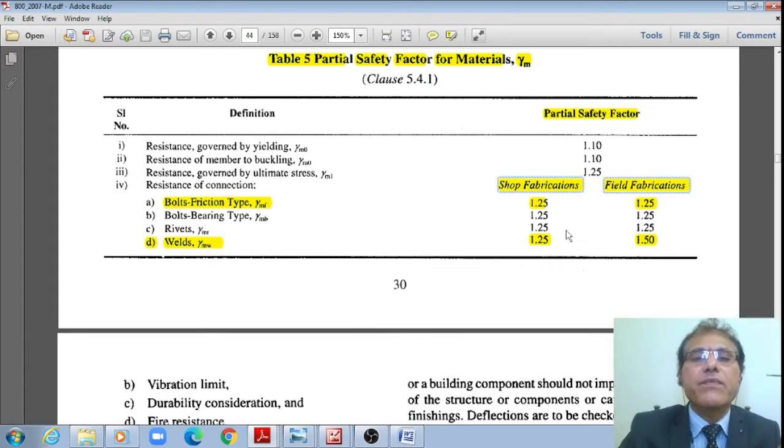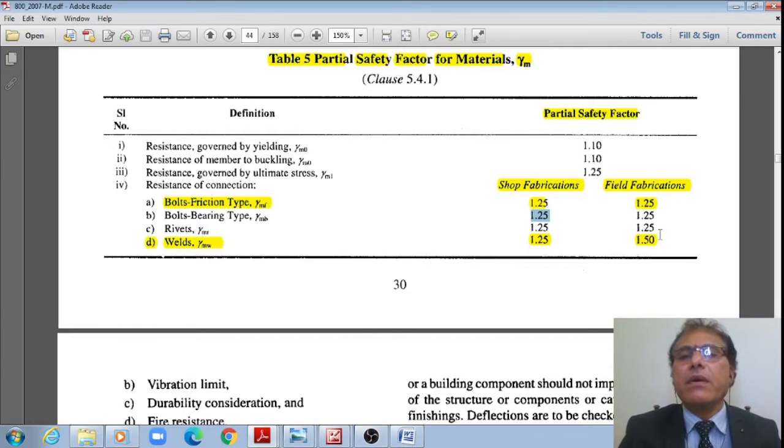Even for the bolts, generally we will be using ordinary black bolts, student, which are not governed by friction. Therefore it is not friction bolts but bolts in bearing type. The partial safety factor gamma mb for the bolts is 1.25, assuming them to be shop fabricated, and even for field fabricated it is 1.25, right? These are the different partial safety factors.